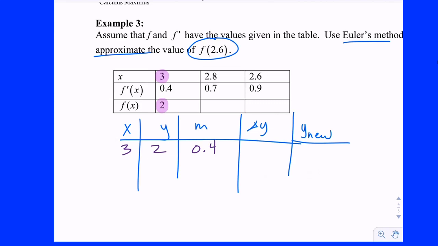So delta y is what? Well, it's delta x times m. What's our delta x if we're going from 3 to 2.6 with 2 equal steps? 0.2. Positive or negative? Negative, right? We're going left again. That's one of the most important things to get straight, okay? Because if delta x is the wrong sign, you're going to be adding when you should be subtracting and vice versa. So what is negative 0.2 times 0.4?